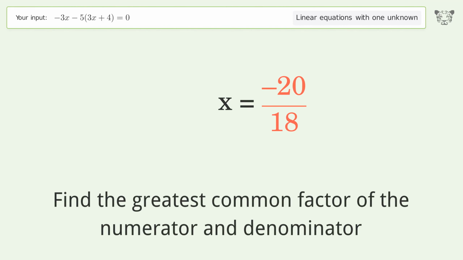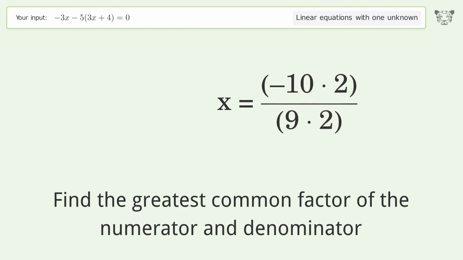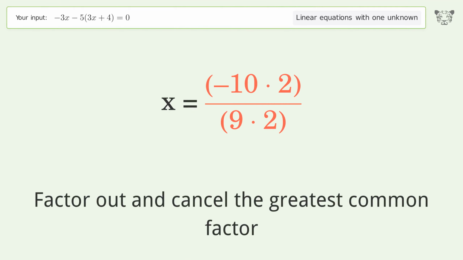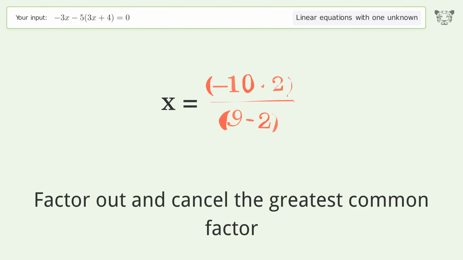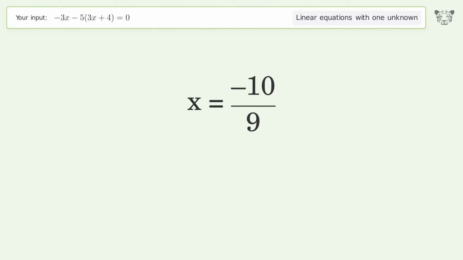Find the greatest common factor of the numerator and denominator. Factor out and cancel the greatest common factor. And so the final result is x equals -10/9.